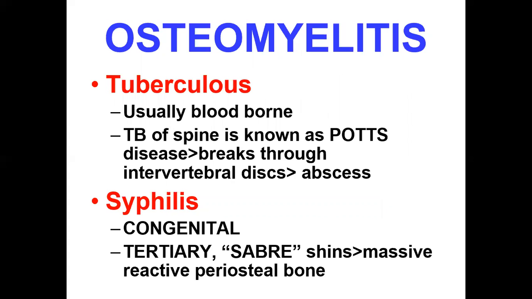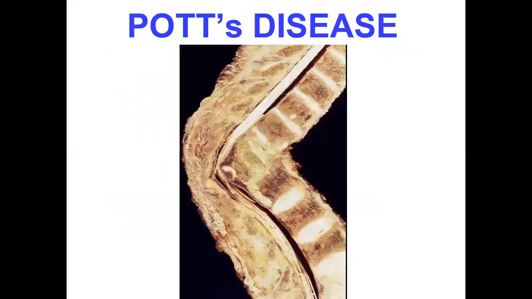So tuberculous osteomyelitis usually is blood-borne, and tuberculosis of the spine is known as Pott's disease. It breaks through the intervertebral discs and leads to abscess formation. And syphilis may sometimes involve the bones, and it is often congenital. So tertiary syphilis involves the shin bone, and there is massive reactive periosteal bone formation.